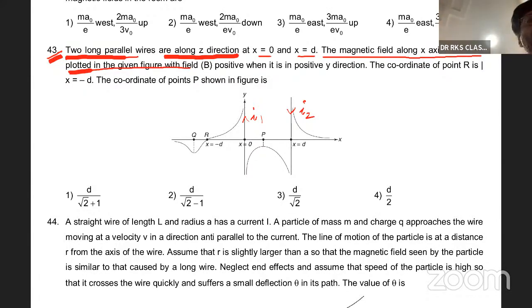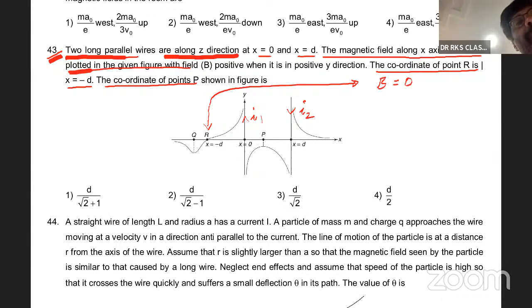The coordinates of point R is x equal to minus d. So we have to find the coordinates of point P. Here, you have to identify two things. One is that at R, the field is 0. Note that point. That's the first point.